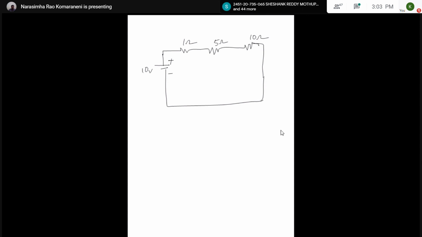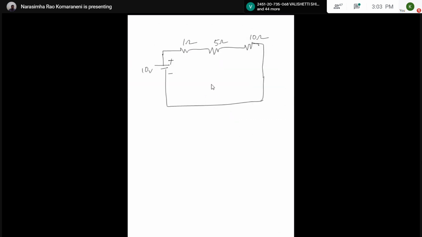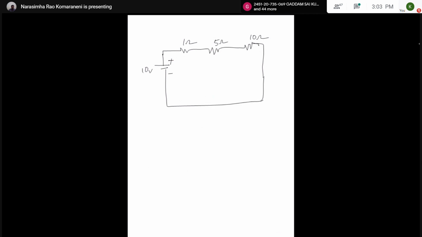Can anybody tell what is the current direction we have to take? I equal to 1.6. What is the current direction we have to take? Conventional current direction, from 1 ohm to 10 ohm.